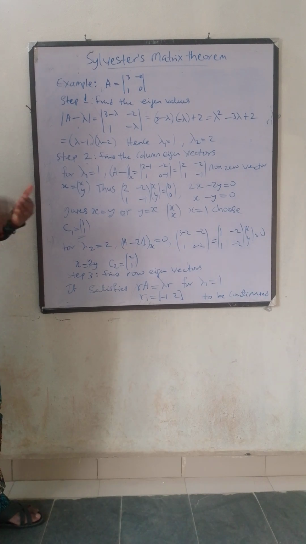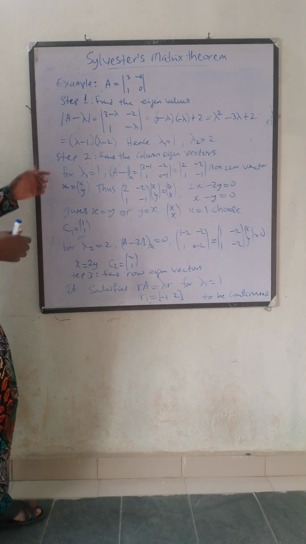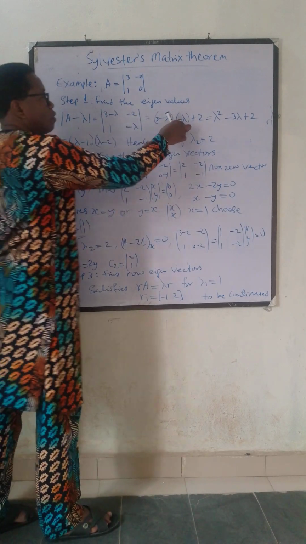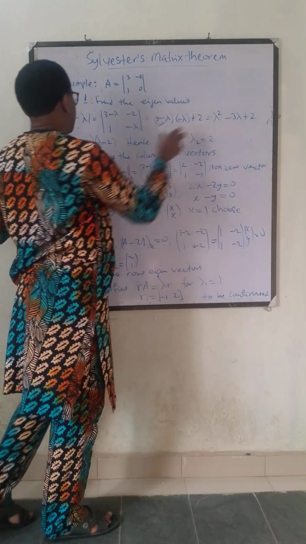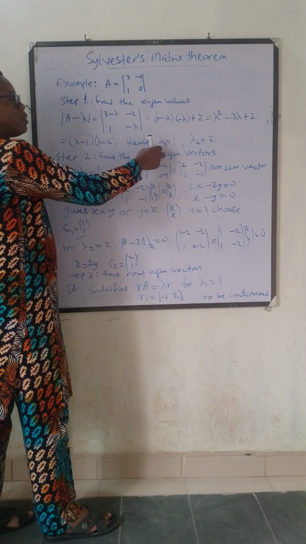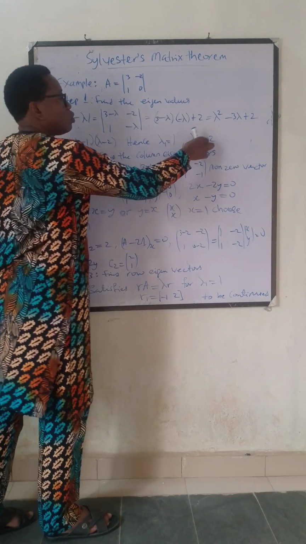I told you when I was teaching the types of matrices how to look for the determinant. So what do we do? Multiply this and this, minus, multiply this by this. This is what you have. When you break it this way, come all the way to this place. We all know factorization. So your lambda 1 is 1, and lambda 2 is equal to 2.